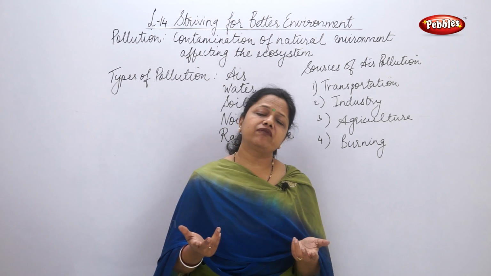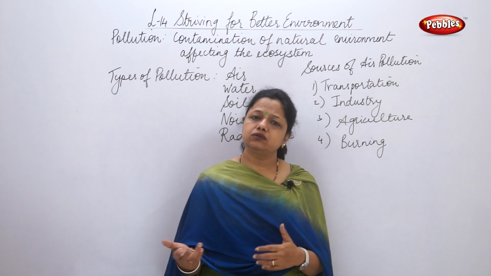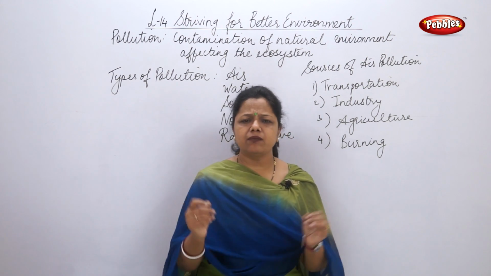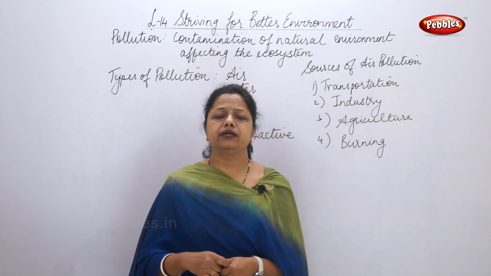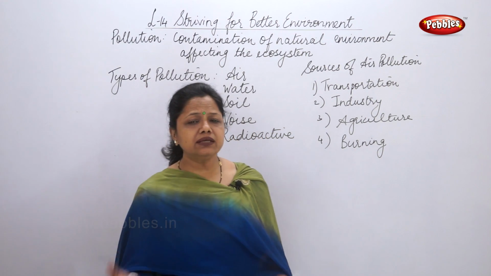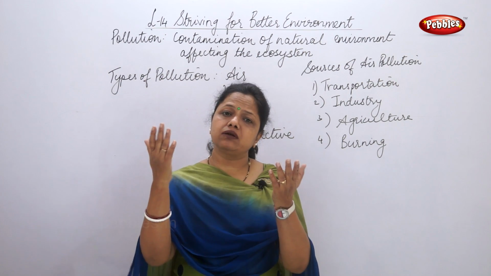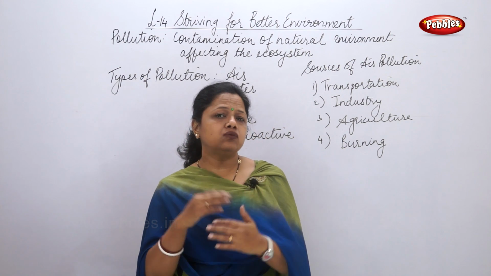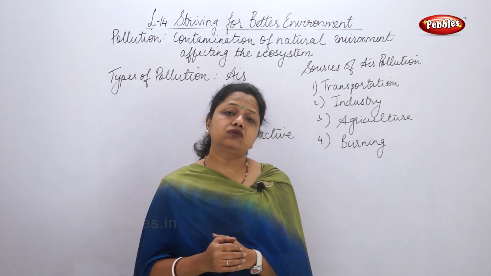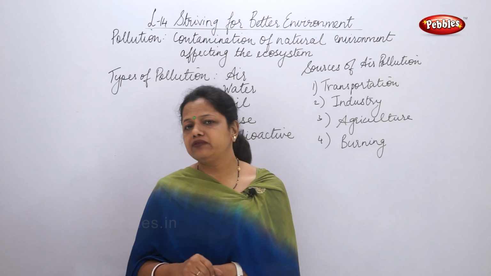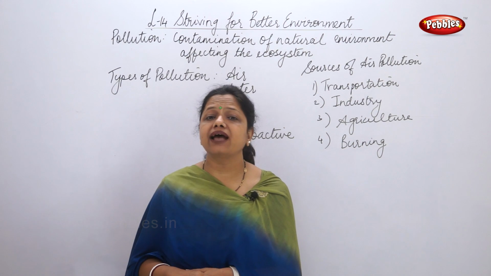Now, there are a number of gases which are given out through the factories, industries, vehicles. For example, sulfur dioxide, carbon dioxide, nitrogen dioxide. Now, these oxides are in the air. When they react with water of the rain, they turn into acidic nature. And so, the water which comes down is slightly acidic. And therefore, we call this type of rain acid rain.